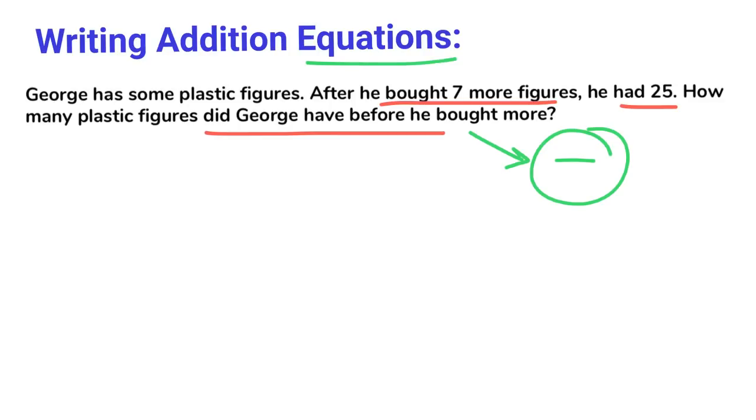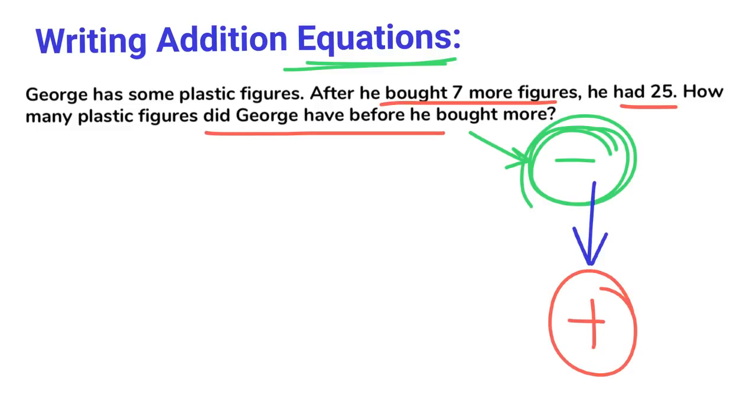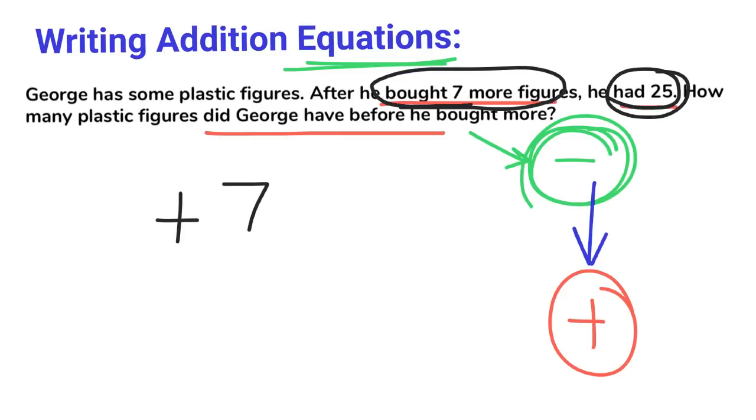When you're writing an equation, you need to work backwards. So if I think I'm going to use subtraction to solve it, I need to actually write an addition equation. So if I look up here and I reread this, I see after he bought 7 more figures. Well, if I'm buying 7 figures, that tells me that I'm adding 7 figures to my collection. And then I know he now has a total of 25. So that tells me that my equation is going to be equal to 25.